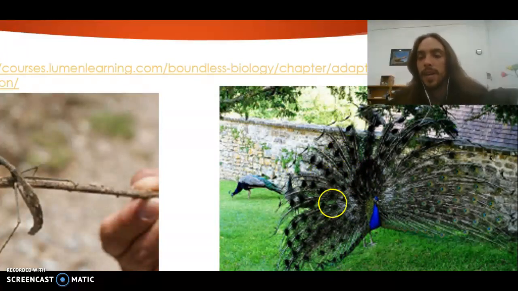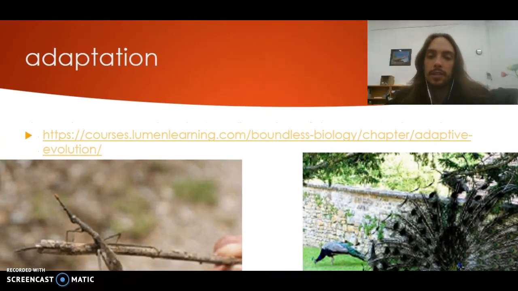So that's what's attractive about these peacocks to the peahens: the width of the feathers and the color of the feathers. It shows that they have a lot more energy, so they are probably living pretty well. So that's a good thing to think about with adaptations and natural selection.